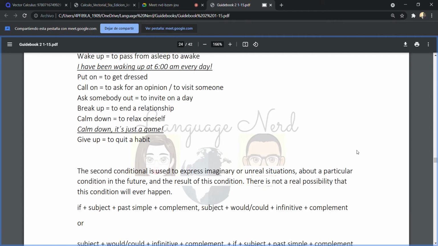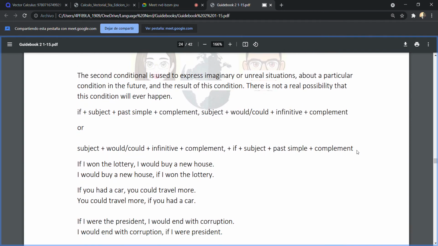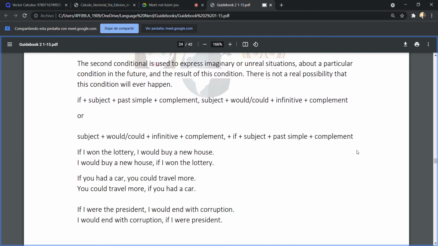Nope. Okay, well, let's continue here. So let's check the second conditional. Last time we checked the first conditional, today we are going to check the second. It's kind of similar the way you make them. The difference is that the second conditional is used to express imaginary or unreal situations. So these situations might not happen. So they are about a particular condition in the future and the result of this condition. So there is not a real possibility that this condition will ever happen.